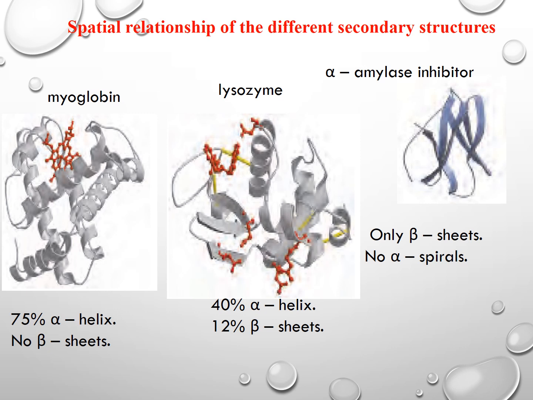myoglobin is actually made up of 75% alpha helix. There are no beta pleated sheets or beta turns. It only contains the alpha helix, 75%. Lysozyme contains about 40% alpha helix and 12% beta sheets. So we have seen that it is not necessary that all the subtypes of secondary structure are present in one molecule. Even one subtype can be present in one protein molecule, just like myoglobin only contains the alpha helical structure. And alpha amylase inhibitor only contains the beta sheets, not alpha helix structure.